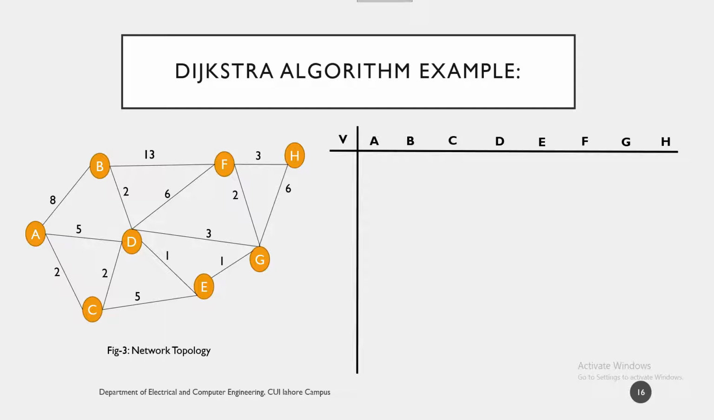We start with A. To reach A from A, the distance is 0. Subscript A is used as a notation. That means this distance or value comes from node A. A box is made against this value, so it is fixed. The cost to reach B from A is 8. Again, subscript A is used. From C to A, the cost is 2. The cost to reach D is 5. E, F, G and H are not directly connected, so they are entered as infinity.